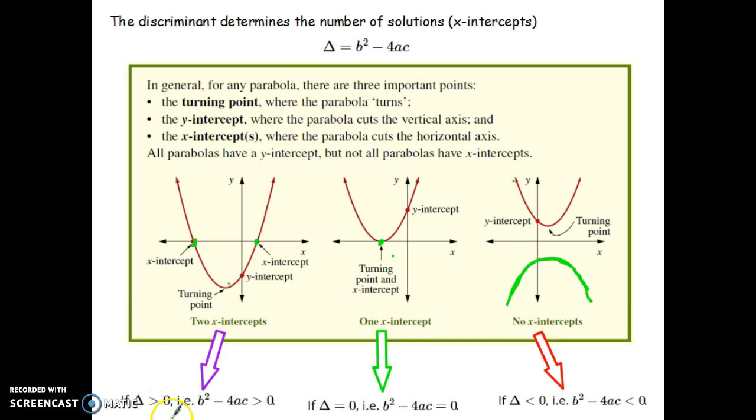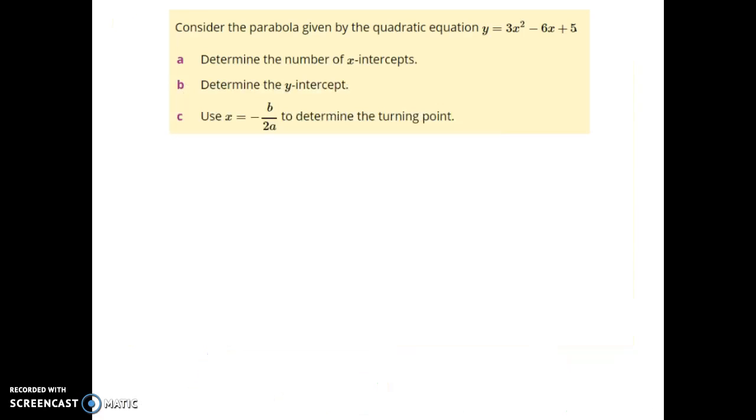If our discriminant is bigger than 0, in that b squared minus 4ac is bigger than 0, we know we're going to have two solutions to our graph, two x-intercepts. If our discriminant equals 0, we're just going to have one point on the x-axis where the graph touches, which will be the turning point. And if our discriminant is less than 0, then we have no solutions, which means we have no x-intercepts at all. Let's have a look at an example of that.